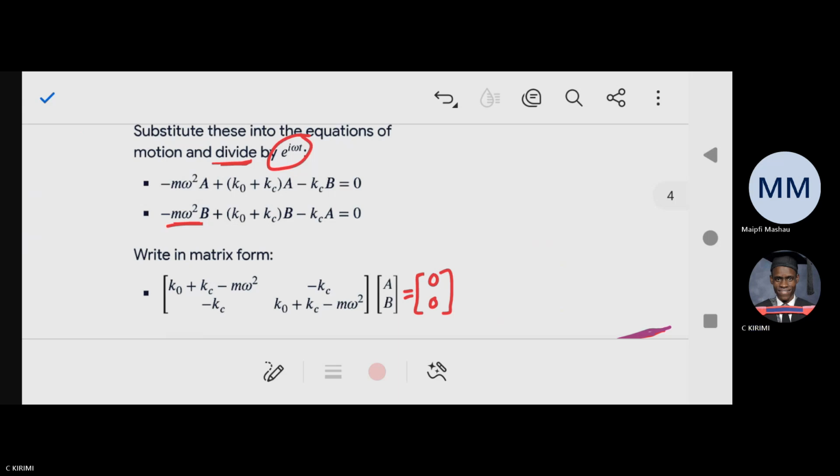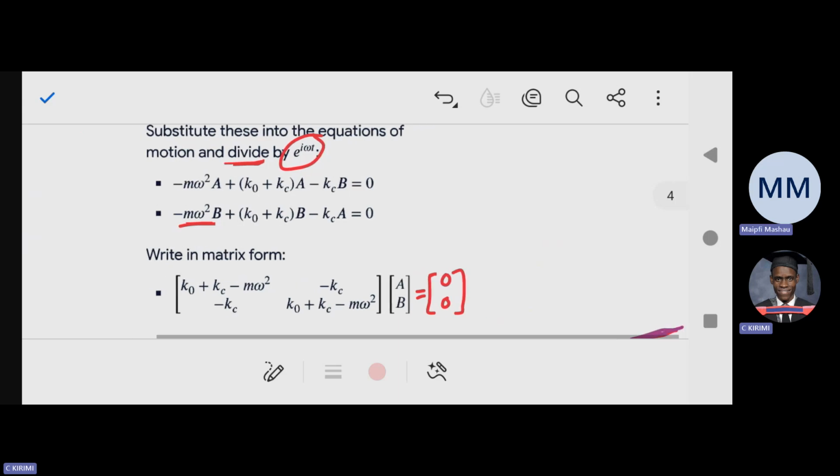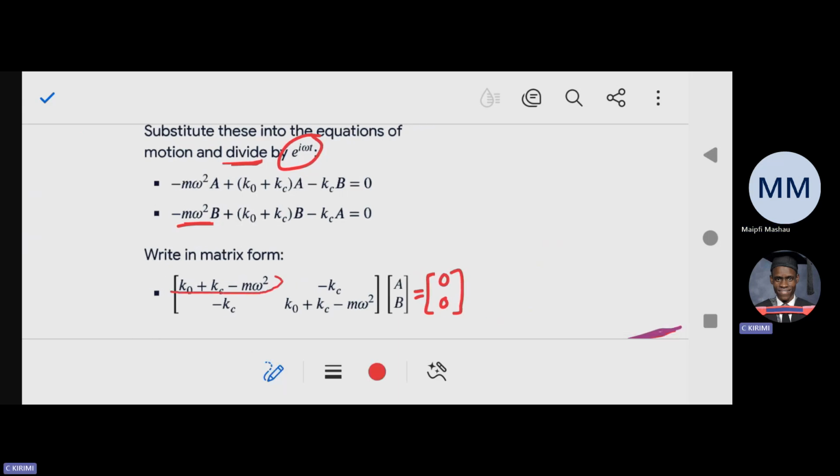For example, we know how we interpret a matrix. We say this first term, K naught plus Kc minus omega squared, is multiplied by A. So everything there being multiplied by A, plus this term multiplied by that, is equal to 0. That is how we interpret it. So we say this times that plus this times that is giving you 0, which is this first equation when you are putting it in a matrix.